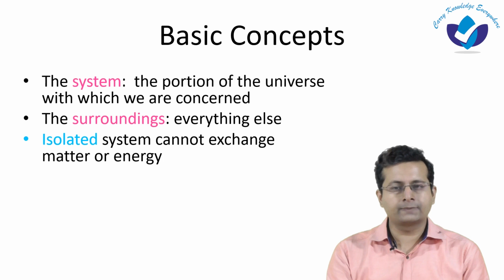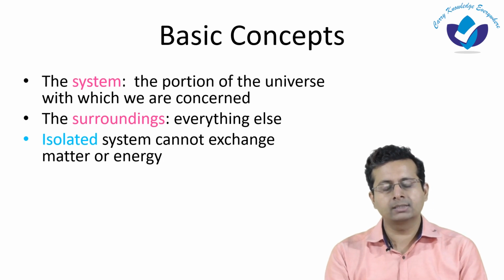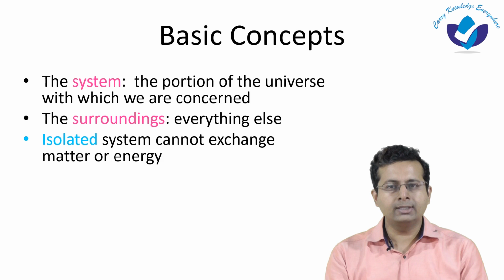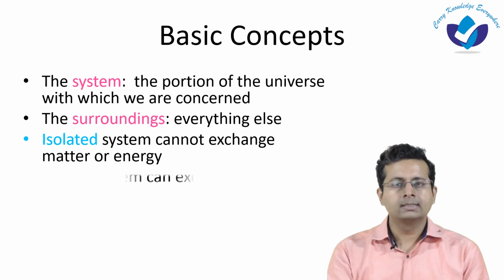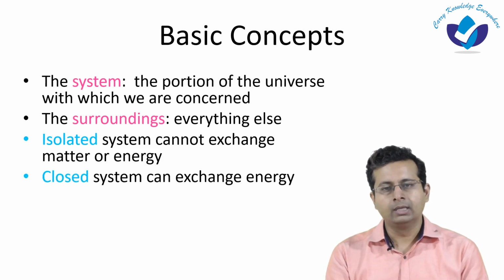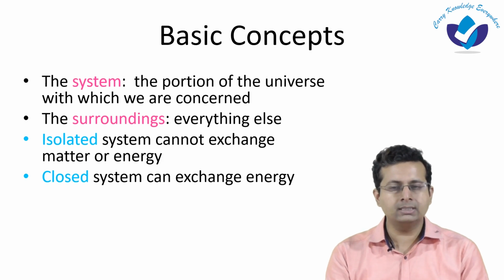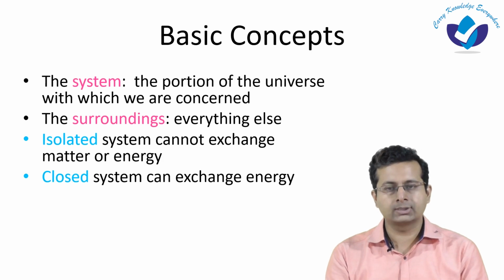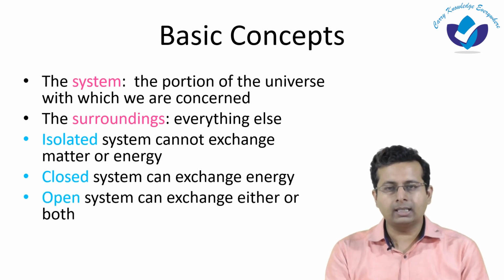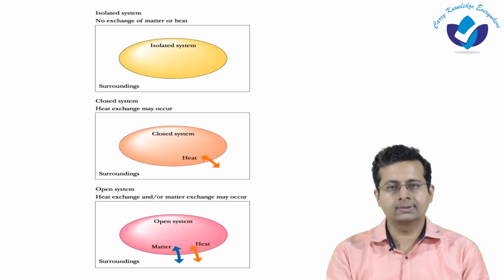Now there are different types of systems which are defined in thermodynamics. First is called an isolated system that cannot have energy exchange as well as matter exchange with the surrounding. Second is the closed system, which can have only energy exchange and no matter is exchanged between the closed system and its surroundings. And the third type is called the open system, in which both energy as well as matter exchange happens between the system and its surroundings.